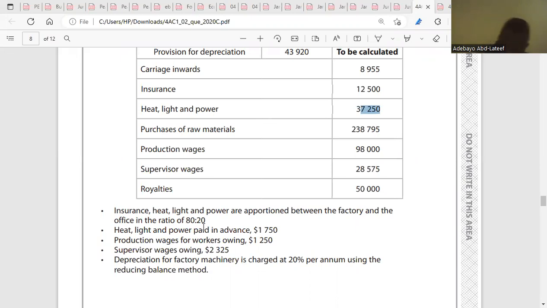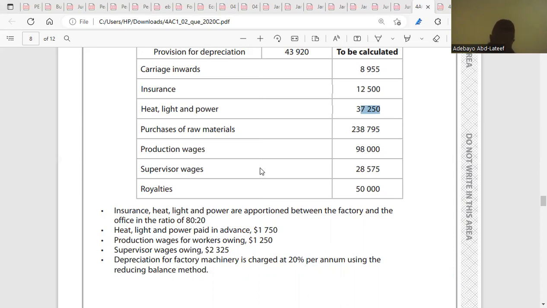Then the ratio is multiplied by 20 divided by 100. Can you get that? 37,250 multiplied by 20 divided by 100. So let's calculate. That's 37,250 multiplied by 20, that's 745,000 divided by 100, 7,450. Is that clear? Yes. Yeah.